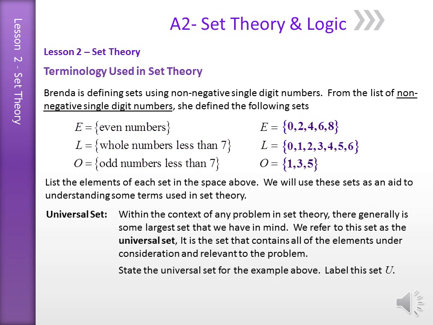Okay, our first definition is the universal set. Within the context of any problem in set theory, there generally is some largest set that we have in mind. We refer to this set as the universal set. It is the set that contains all the elements under consideration and relevant to the problem. So for the example above, the universal set will be all the non-negative single-digit numbers. This would be 0, 1, 2, 3, 4, 5, 6, 7, 8, and 9.